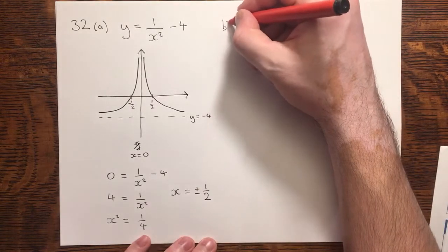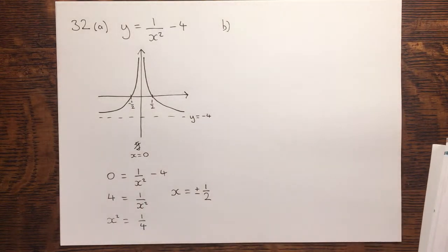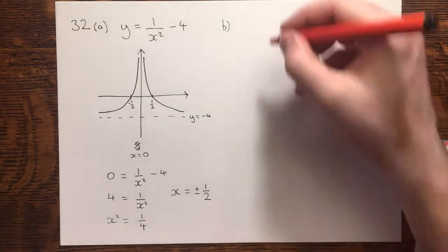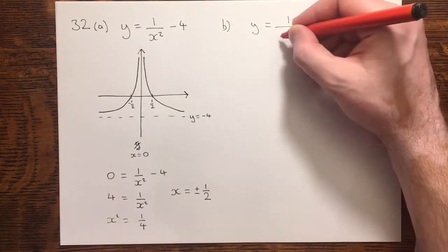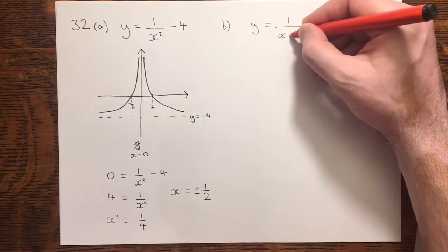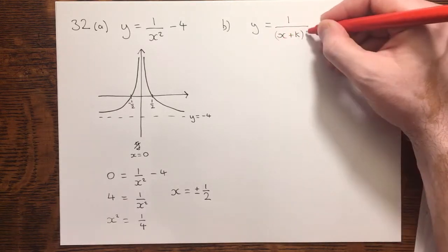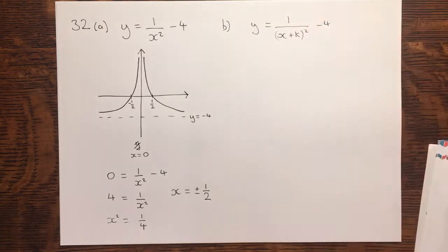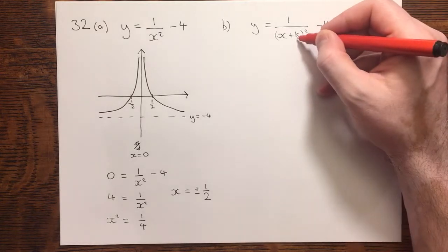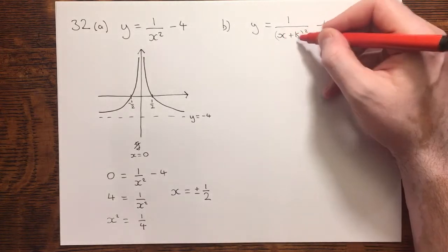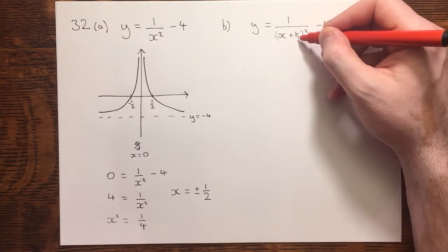In part B, we are told the curve with equation y equals 1 over x plus k squared minus 4 passes through the origin. Find the 2 possible values of k. So we've got this original transformation, but now we have a new one. This transformation is inside the brackets with the x.